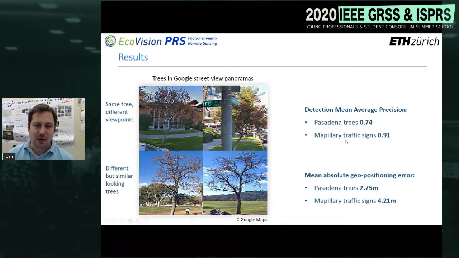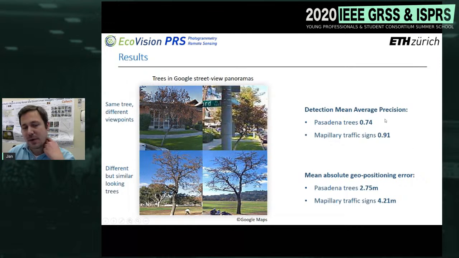And we also did this for a second data set, for traffic signs in Mapillary dashcam data sets. And we come up with a detection mean average precision for the trees of 0.74 and a bit better for the Mapillary traffic signs. And I have to say that those trees that we miss, they are usually occluded in the images, by trucks and so on. So you cannot really see them, even though you have multiple views of them.